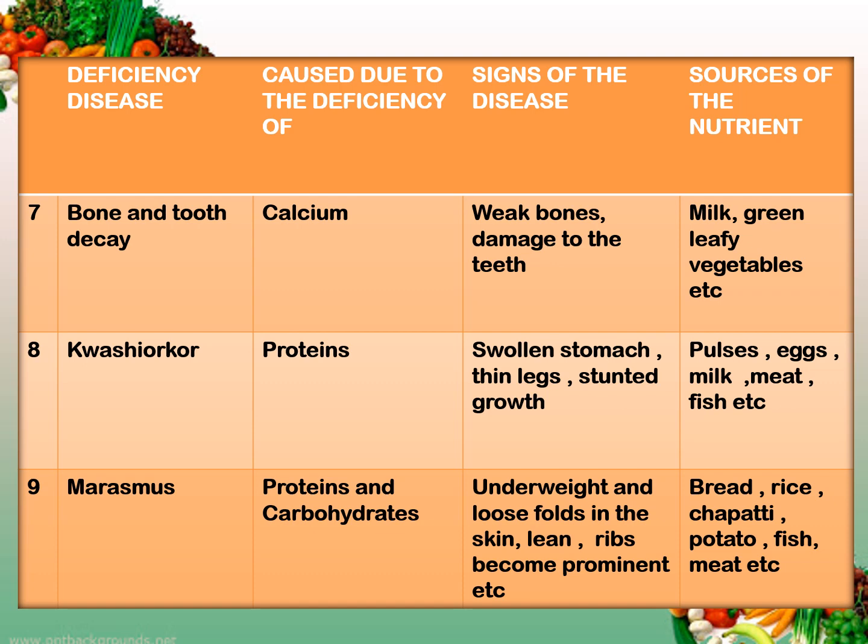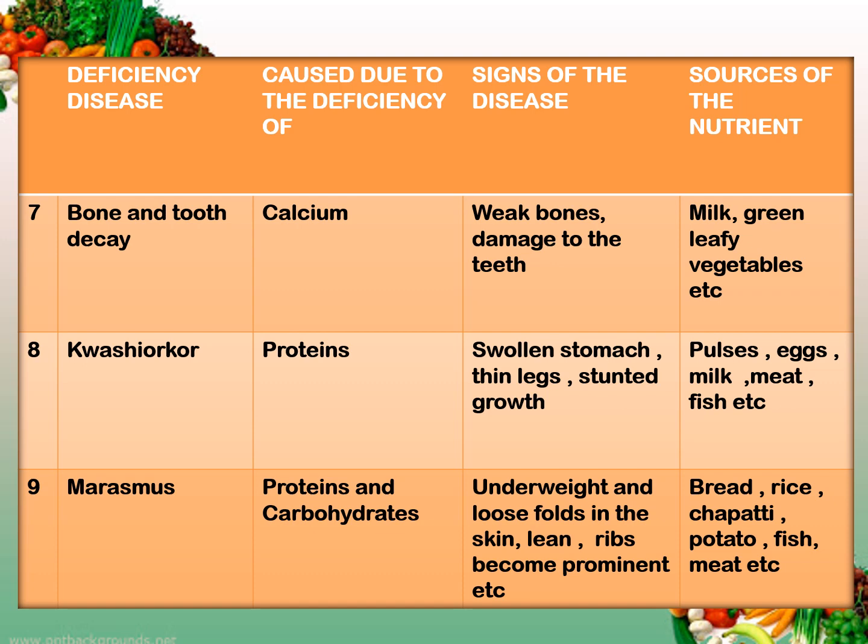Kwashiorkor. Kindly learn the pronunciation with spelling, children. This kwashiorkor is caused in a person whose diet lacks proteins for a long time. And the signs of the disease kwashiorkor are swollen stomach, thin legs, and stunted growth. Here the word swollen stomach means bulged stomach, children. Size of the stomach increases just like a blown balloon.